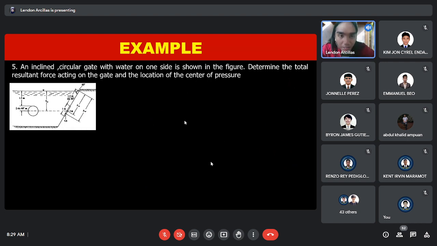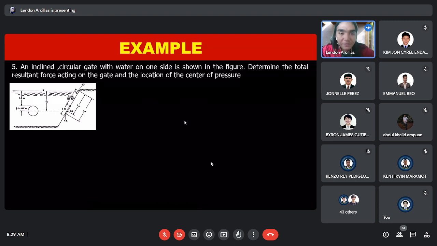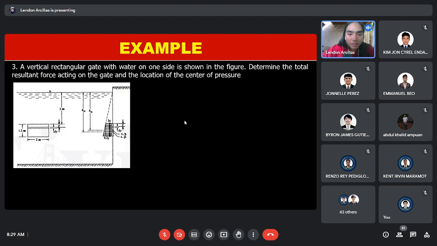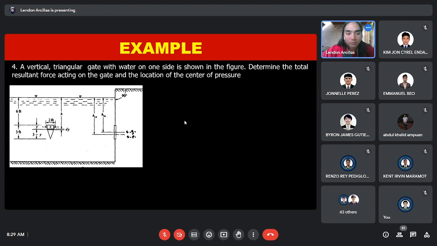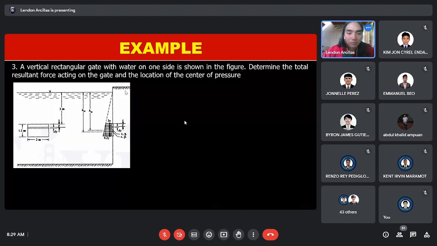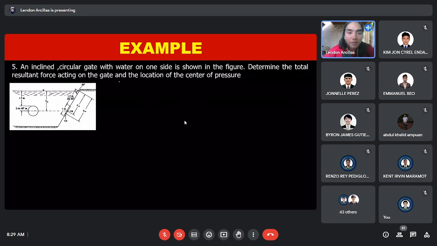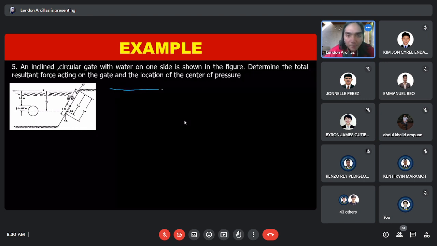An inclined circular gate with water on one side is shown in the figure. Determine the total resultant force acting on the gate and the location of its center of pressure. Red. Ano bang kulay ko kanina? Blue. So again, we're solving the gate of a dam. But ang gate natin is naka-circle. Circle to.